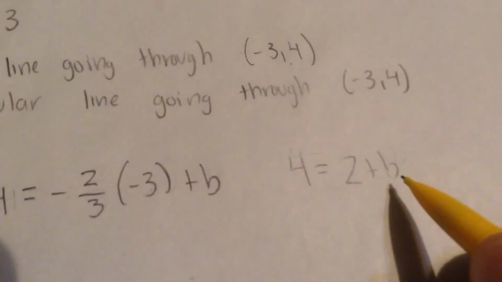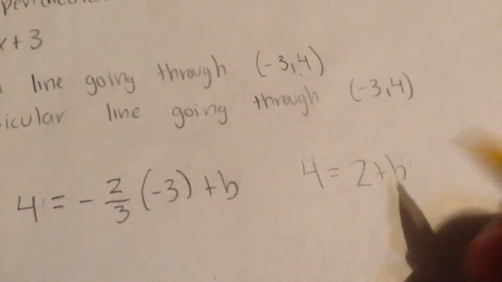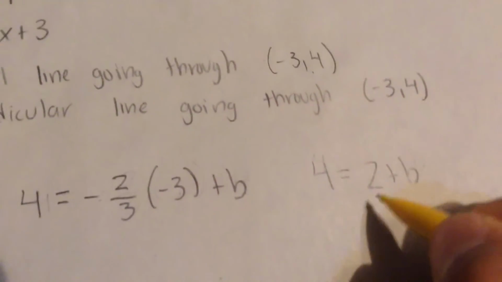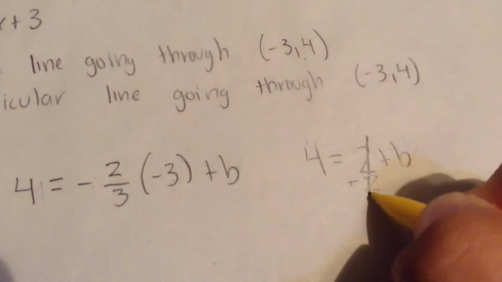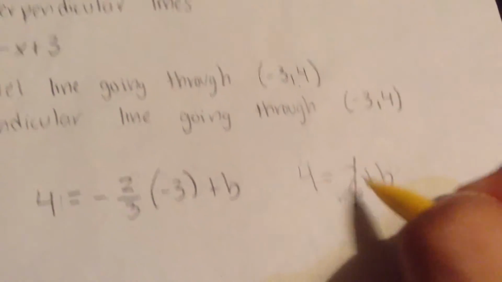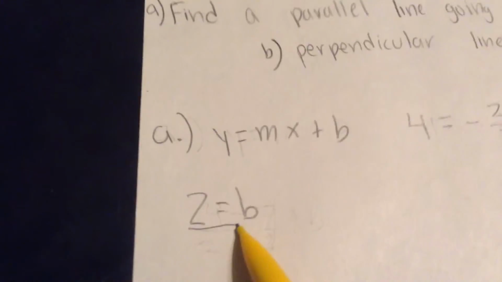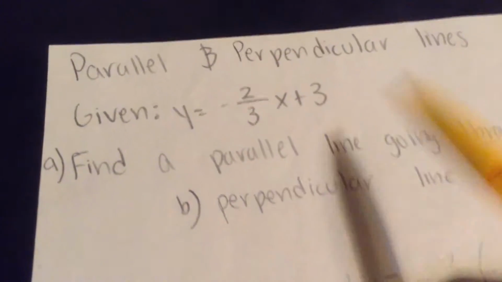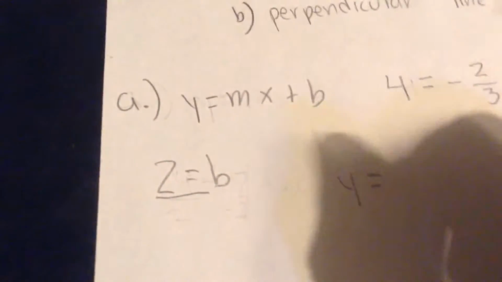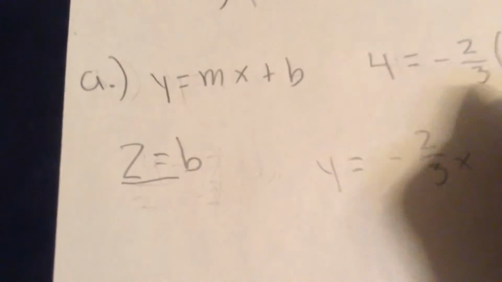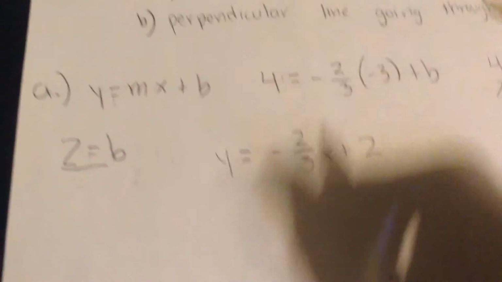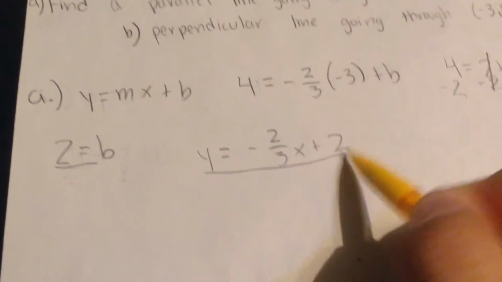Now what we have to do is leave the b alone. In order to do that, we subtract 2 from both sides. 2 minus 2, this side crosses out. What we do to one side, we do to the other. 4 minus 2, and that will give us 2 equals b. So now we know the y-intercept, and we know that the slope is negative 2/3. So the equation will look like this: y equals negative 2/3 x plus 2. And that will be the equation, the answer for part A.